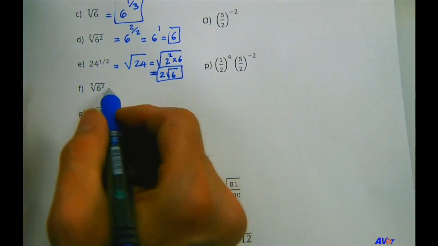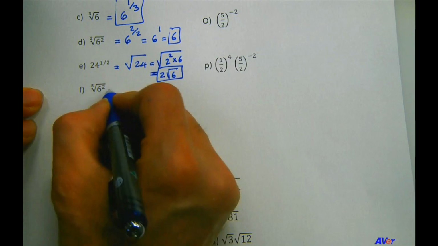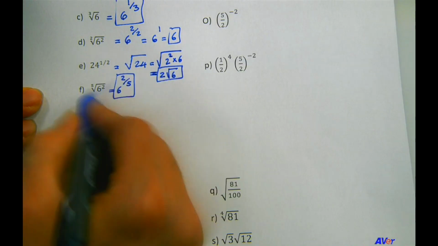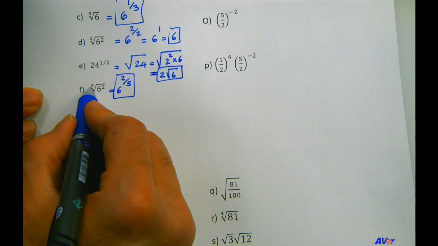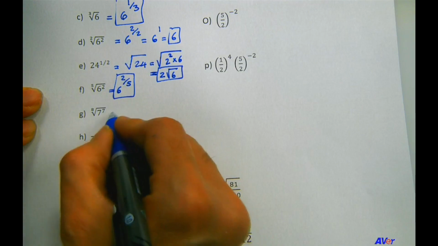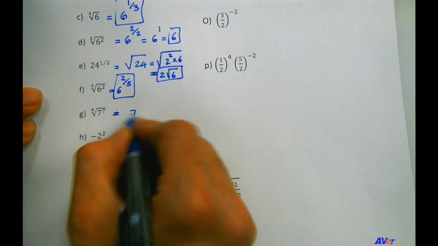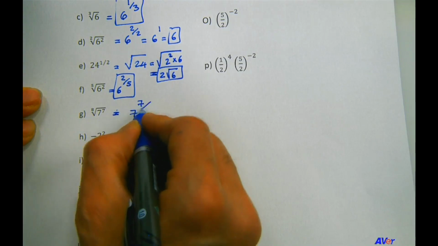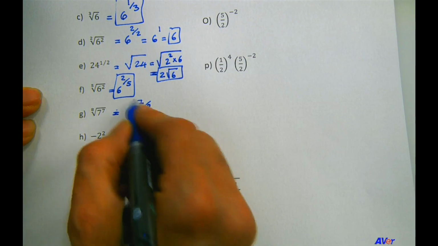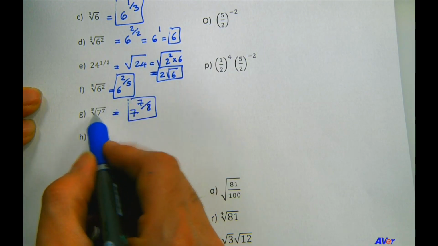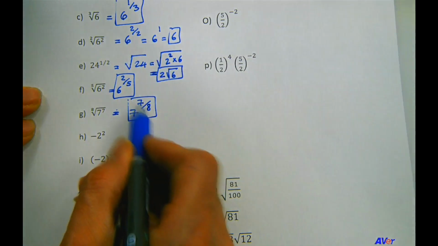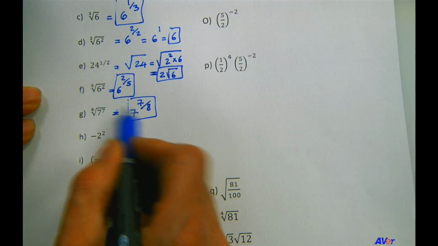Okay, so we have this term. Let's write this in terms of a rational exponent. So 6 to the 2 over 5 power. The power on the inside divided by the index, 2 over 5. Let's do the same thing here. We have 7. The power on the inside is 7. The index is 8. So the power on the inside divided by the index value, right? So we can always go from radical form to rational exponent form, or from the rational exponent form back to the radical form.